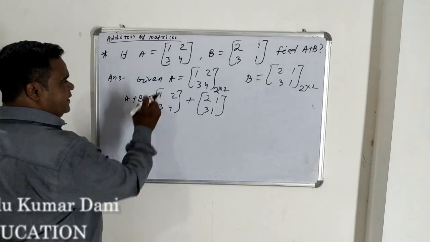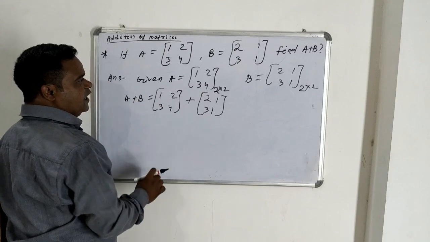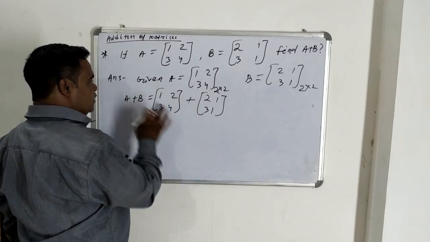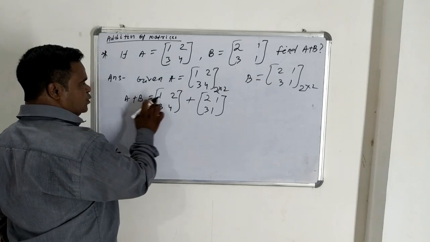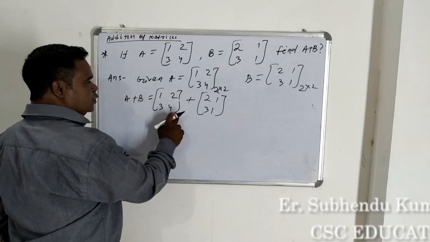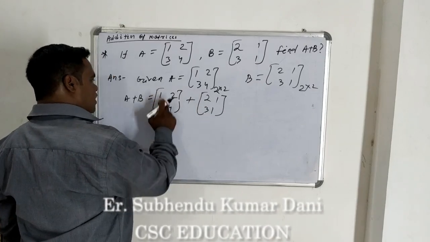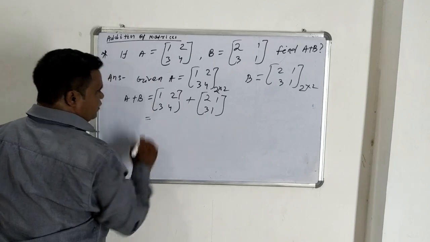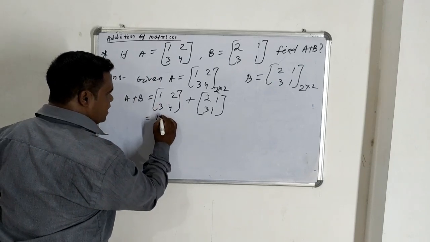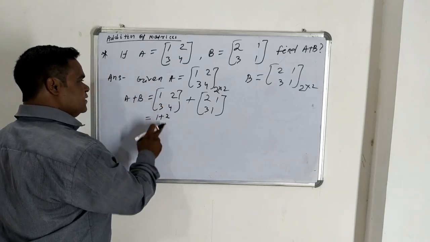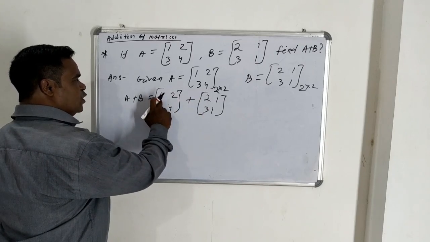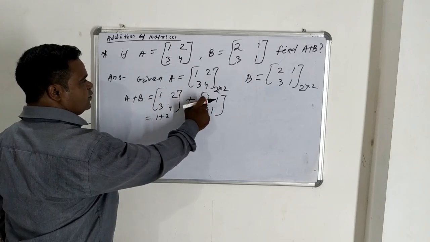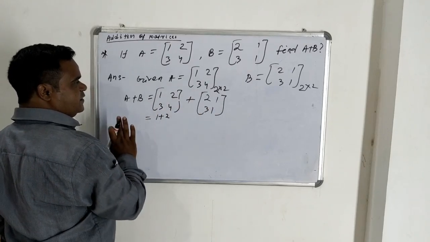Firstly, entries. What are entries? They are the elements of a matrix, that means the values. So A is a matrix of order 2 by 2: row 1, row 2, column 1, column 2. So first, 1 plus 2: we add the first row first element of the first matrix to the first row first element of the second matrix.